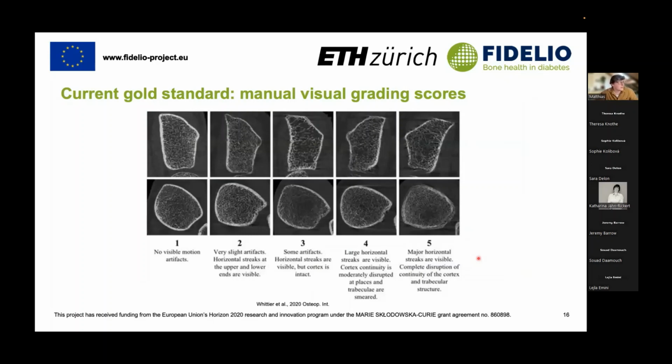So typically, motion is assessed on a scale between 1 and 5, where 1 means no visible motion artifacts and 5 means major horizontal streaks.